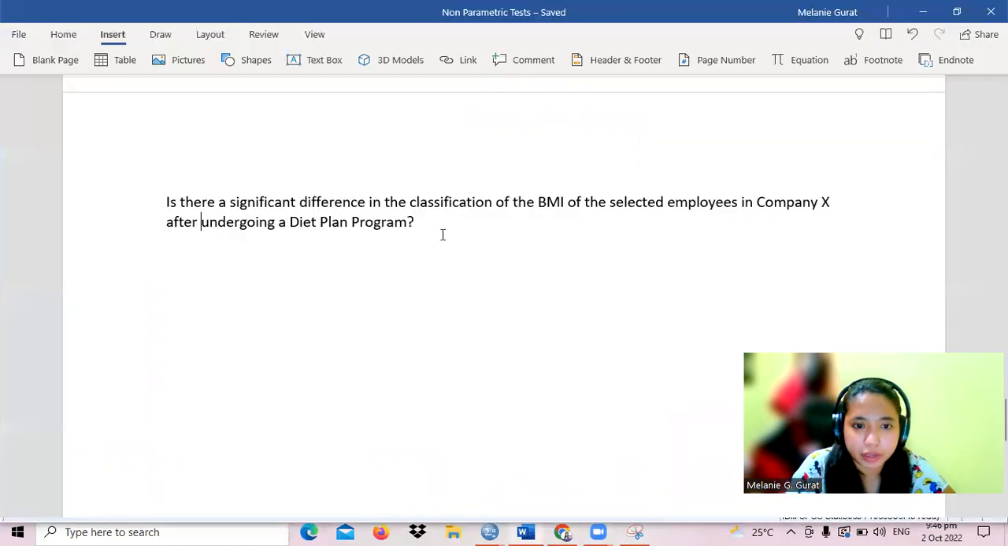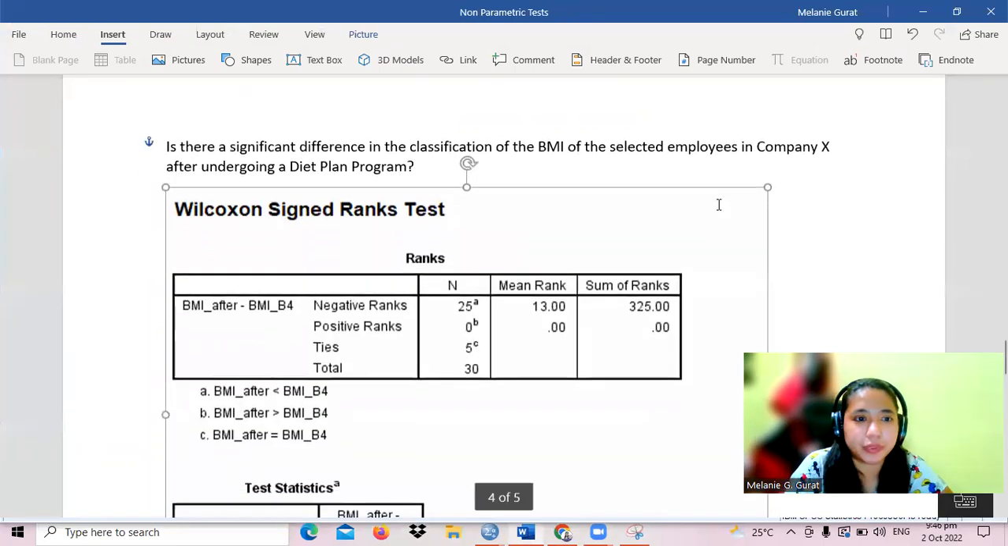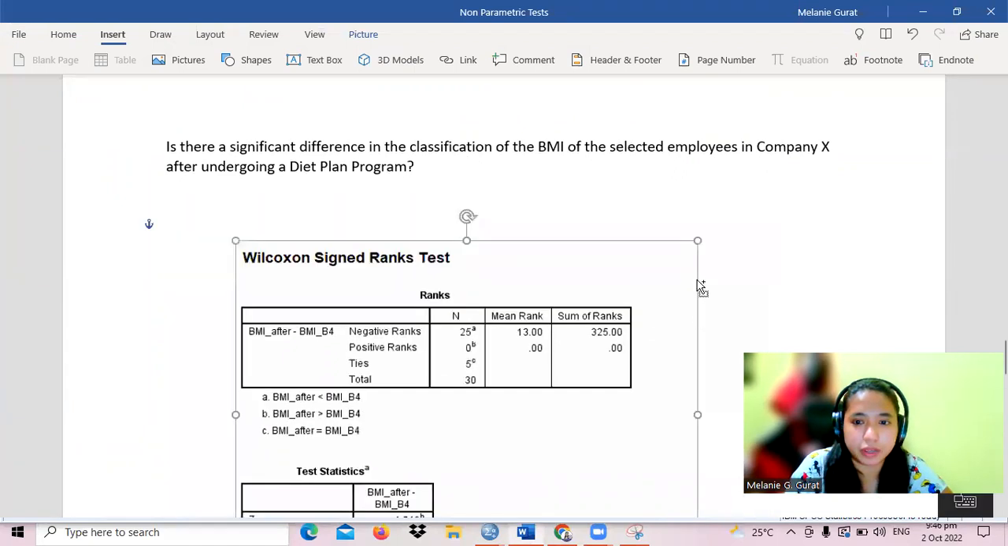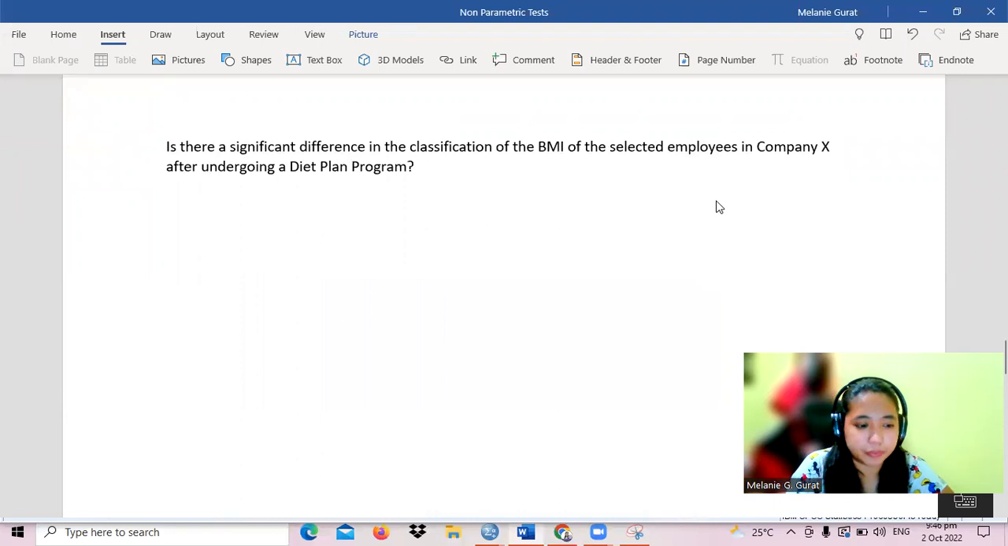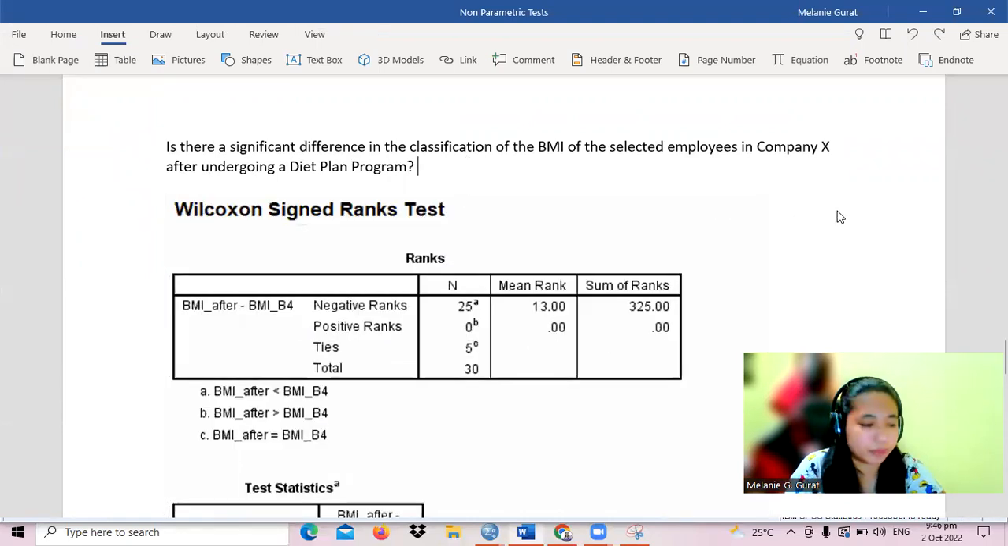Transfer it in our Word document. Okay, so let's continue. So this table is telling us the number of negative ranks, positive ranks, size, and the total. So if you like, in place of the negative ranks and positive ranks, you can also show this by presenting the median of our BMI after and BMI before.